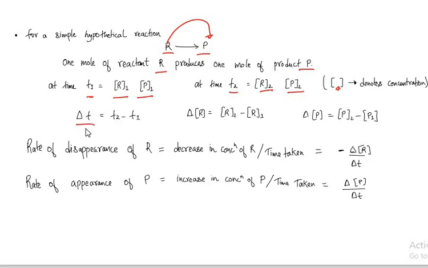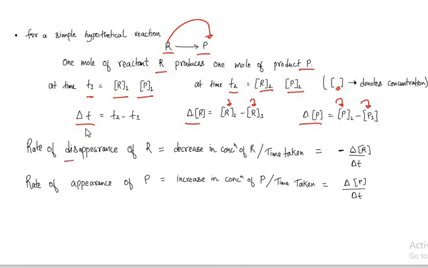Now, delta T means change in time, delta R is the change in concentration of reactant, and delta P is the change in concentration of product. That means final time minus initial time, final concentration of reactant minus initial concentration of reactant, and final concentration of product minus initial concentration of product.